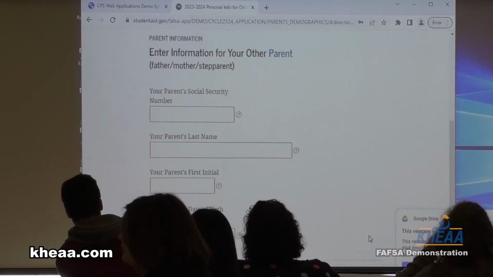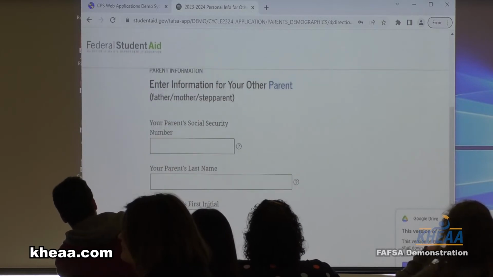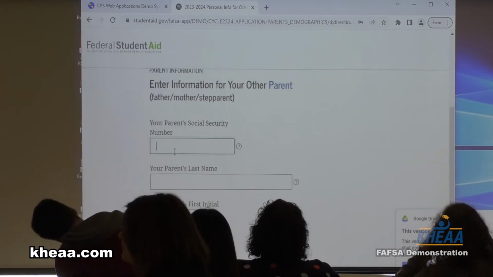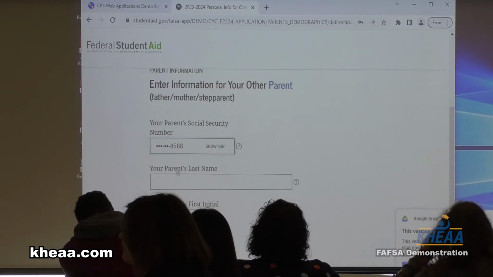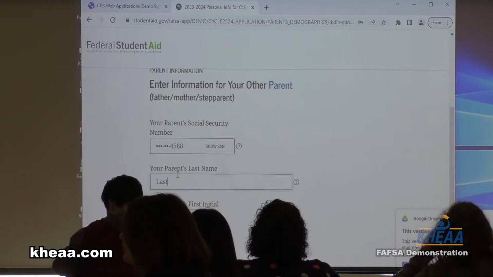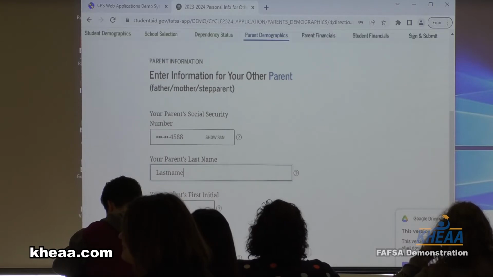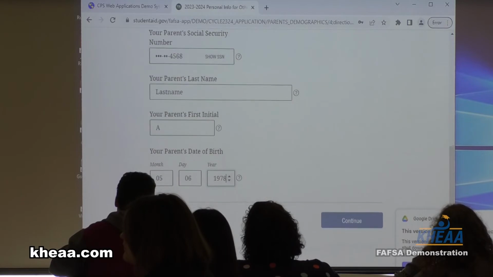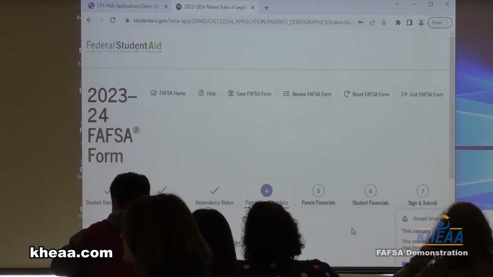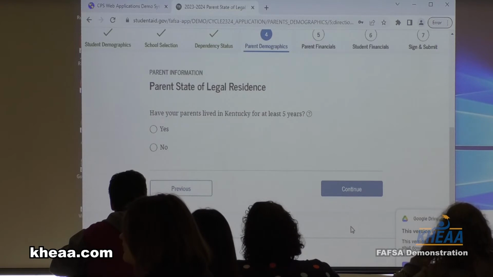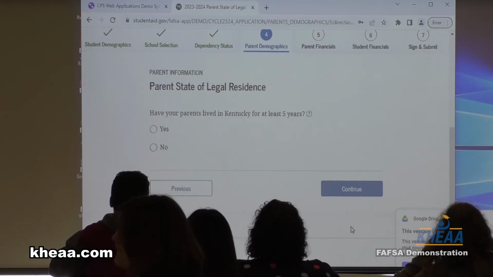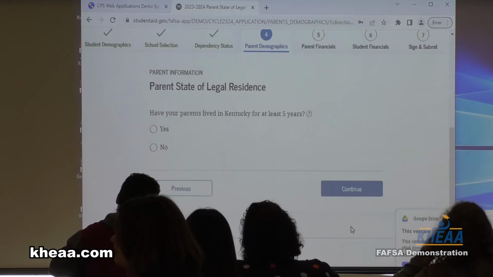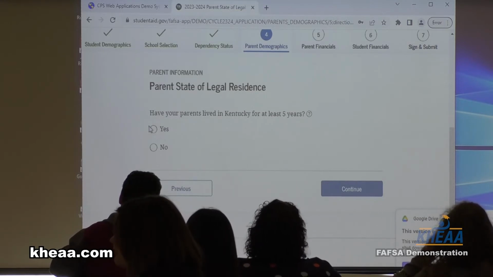All right, so on the next page, this is where you will also fill out your other parent's information. They're still married, last name. All right. And then the next question will ask, have your parents lived in the state of Kentucky for the past 5 years? You will say yes or no. In this case, I'm putting yes.